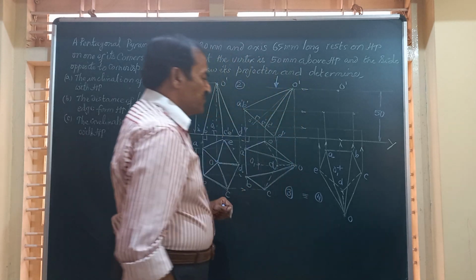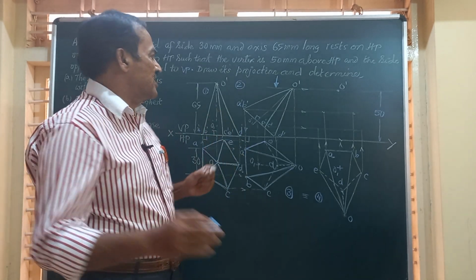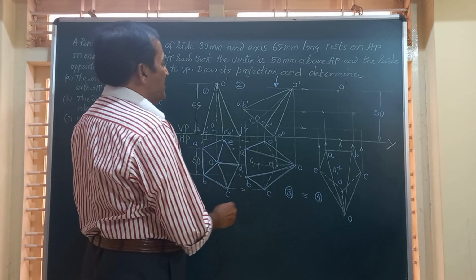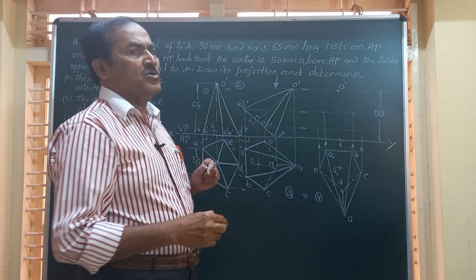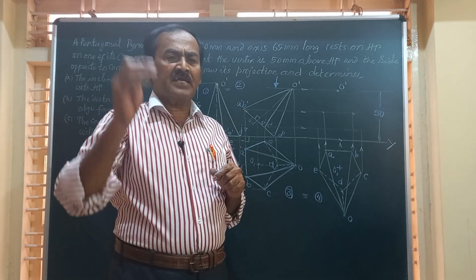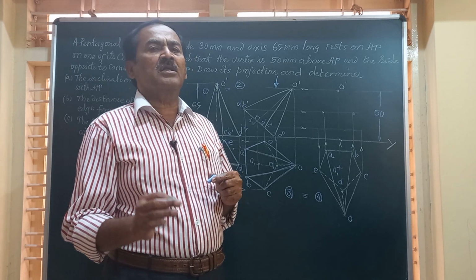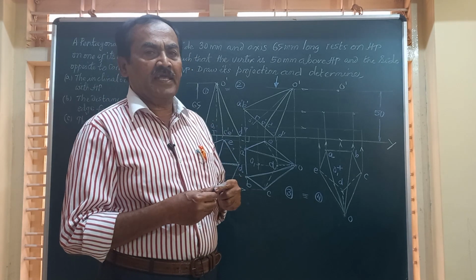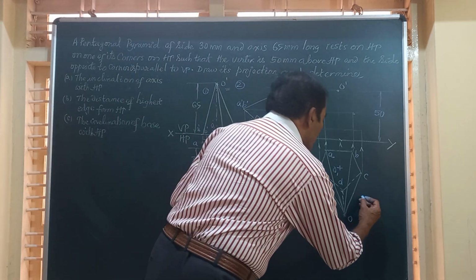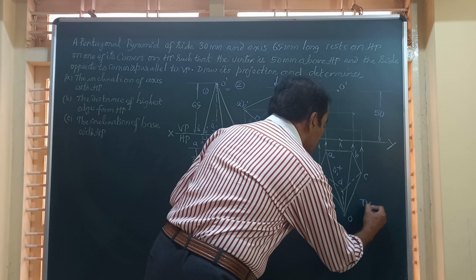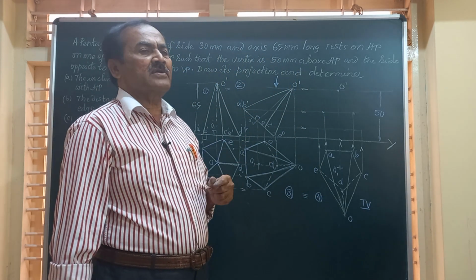Friends, remember, figure number 3 and figure number 4 are exactly identical in all respects, excepting for the orientation. Similarly, figure number 1 and figure number 2 in the front view are exactly identical, and this condition is applicable even for the laminae, that is the plane surfaces. Friends, you have got the final top view. I will say TV here, and after that I have to get the corresponding front view.